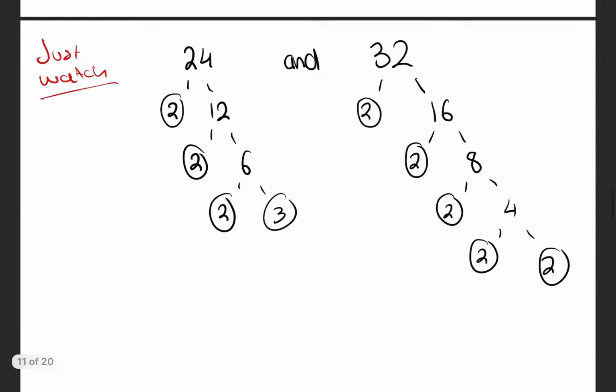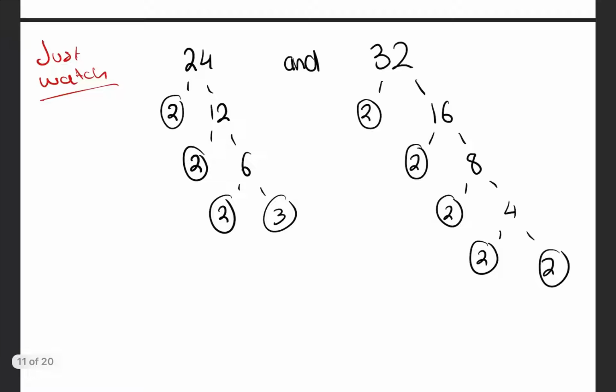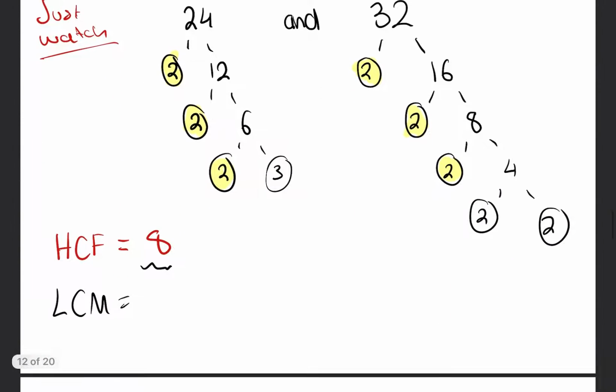24 and 32. In the last lesson we would have looked at highest common factor. The highest common factor, we find what's common. And we've got another 2. So that's what we're looking for here. Highest common factor equals 2 times 2 times 2, and that equals 8. Okay. Well, here we've just done 8.